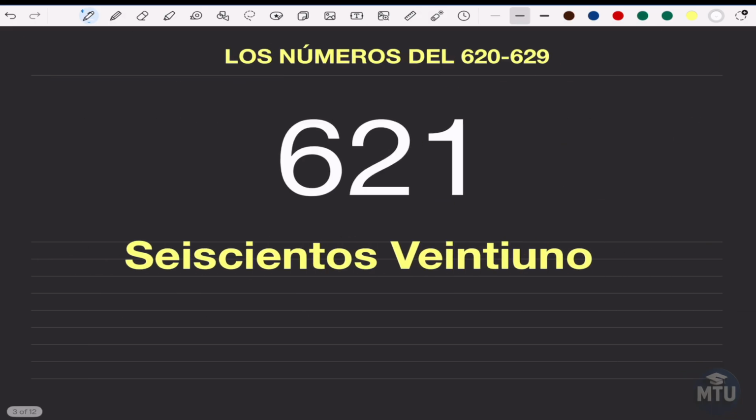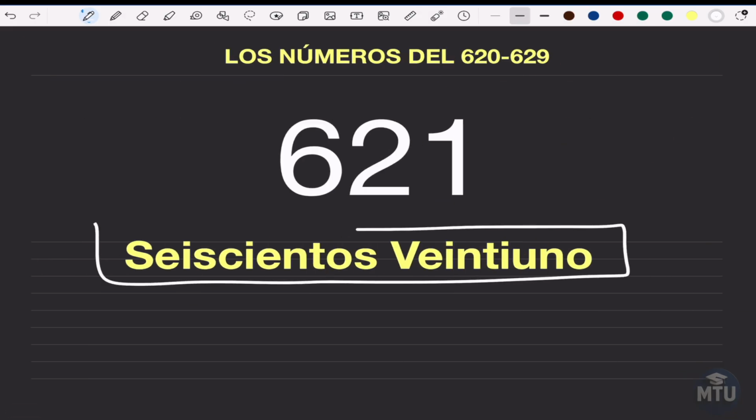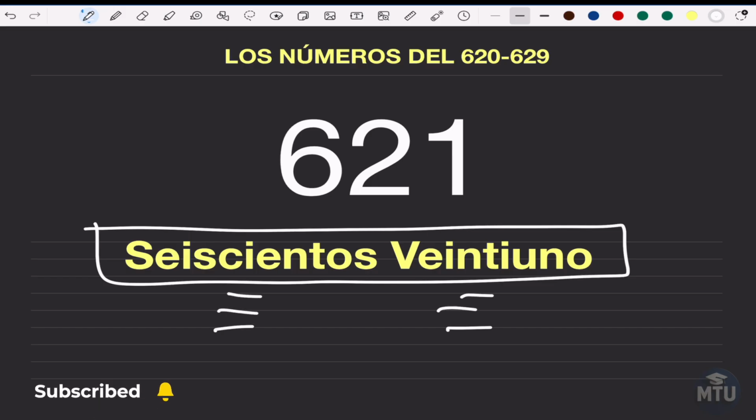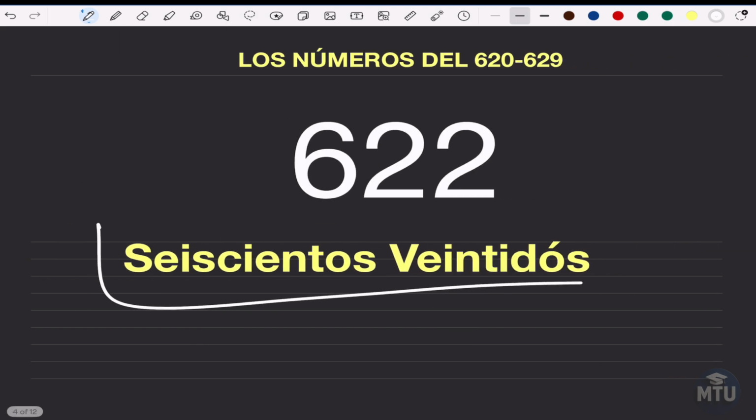Seiscientos. The next number is 621. 621 is written like this in Spanish and it's pronounced Seiscientos. The next number is 622.